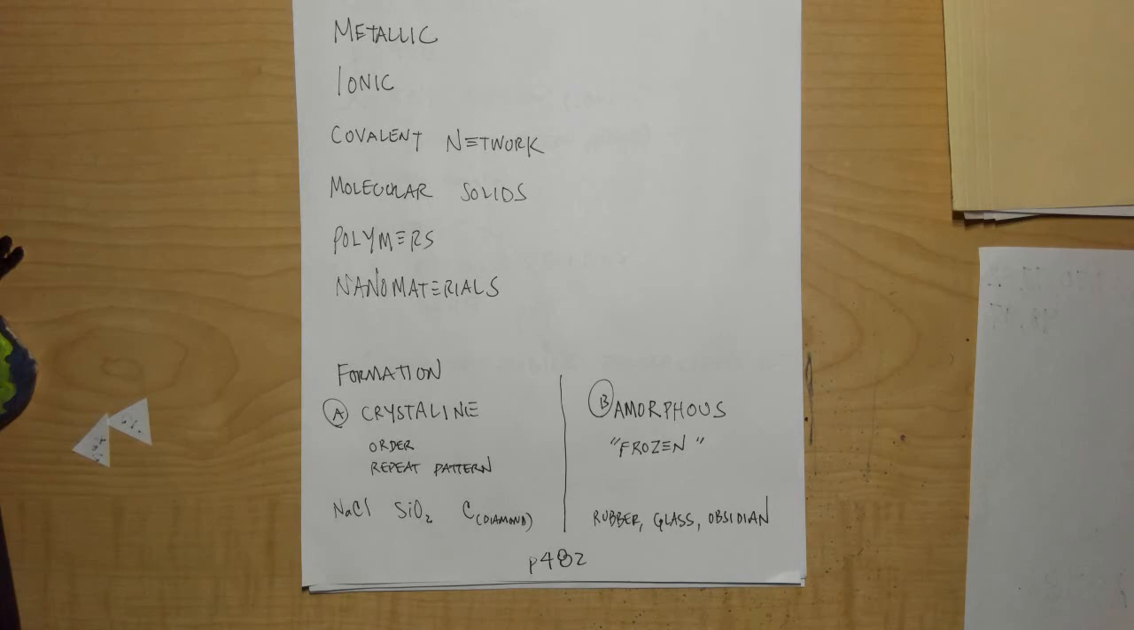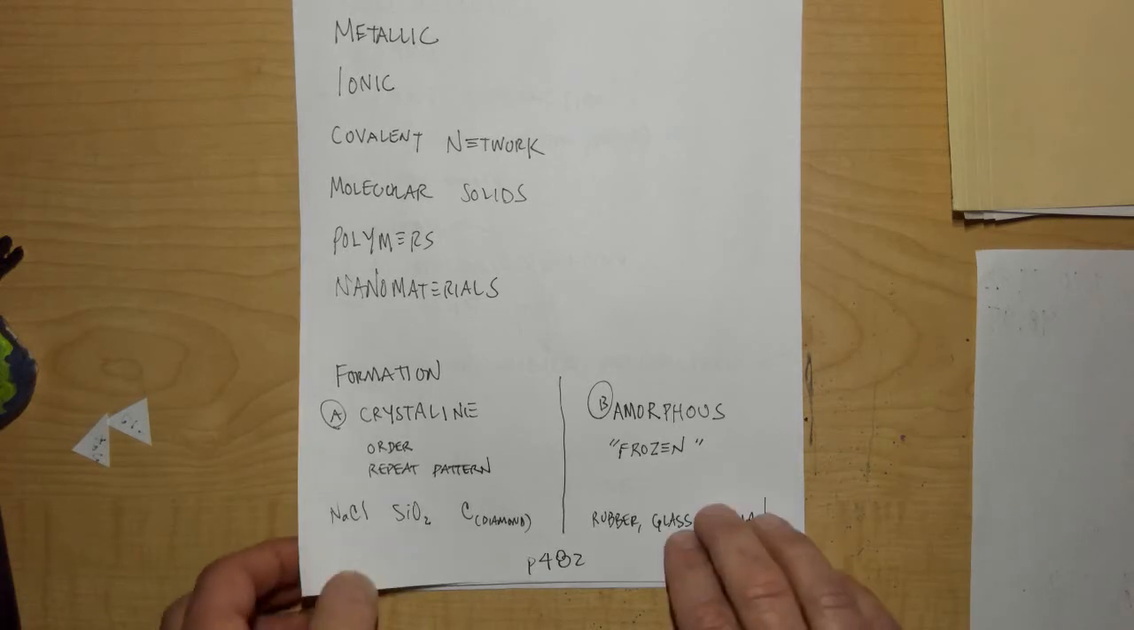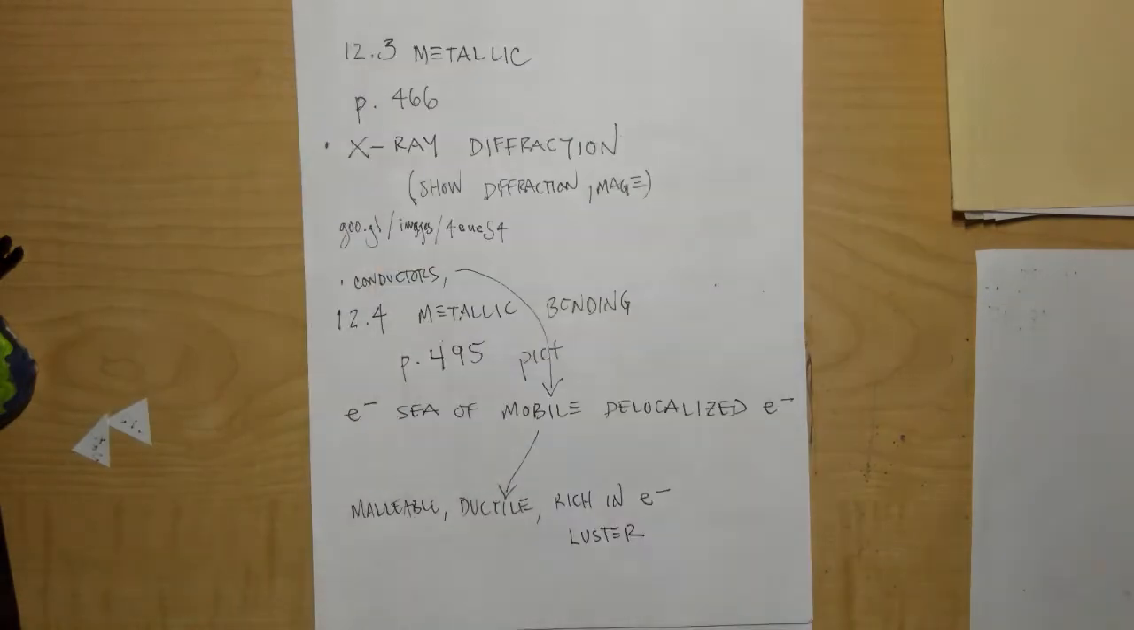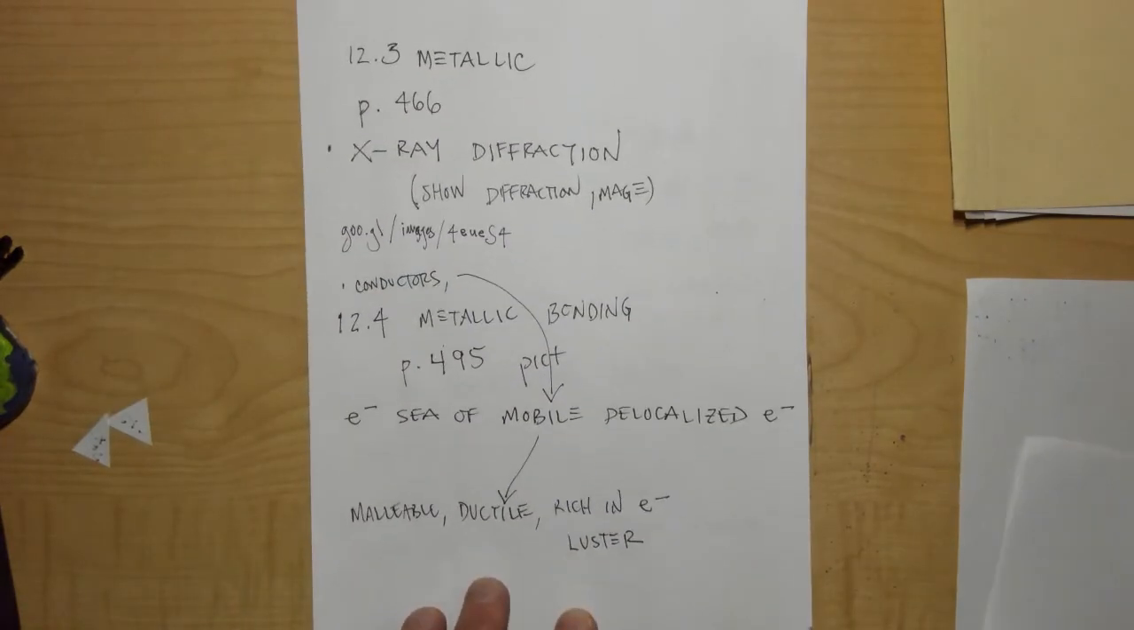Glass, like the kind of glass that you look through, that's frozen in space. And then rubber is another example, like rubber bands, of an amorphous solid. All right, let's look at details for each one of these. First one, metallic solids.